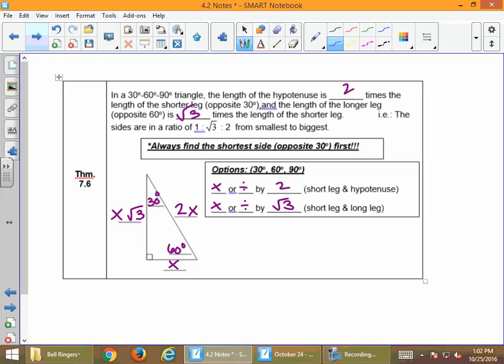Remember, small to big, you multiply; big to small, you divide. What's the shortcut? There's a way to help memorize it.